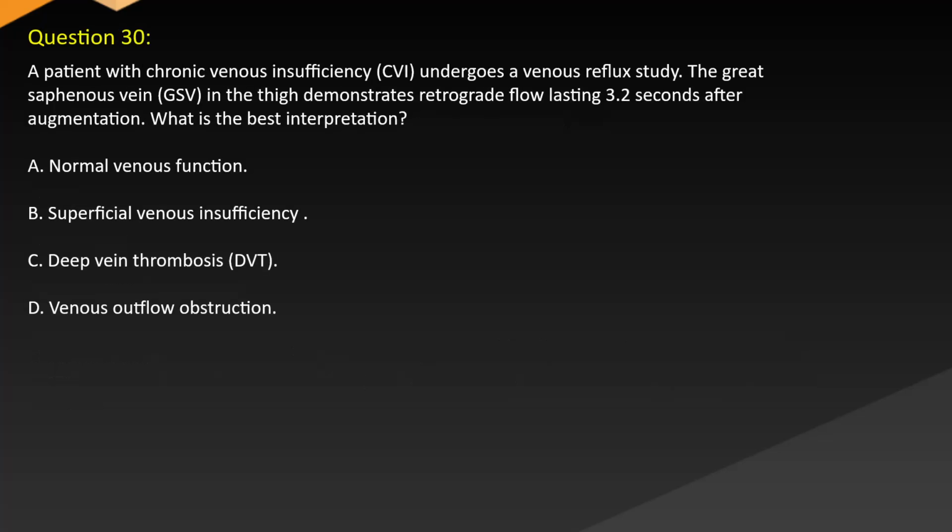Question 30. A patient with chronic venous insufficiency (CVI) undergoes a venous reflux study. The great saphenous vein (GSV) in the thigh demonstrates retrograde flow lasting 3.2 seconds after augmentation. What is the best interpretation? A. Normal venous function. B. Superficial venous insufficiency. C. Deep vein thrombosis, DVT. D. Venous outflow obstruction.